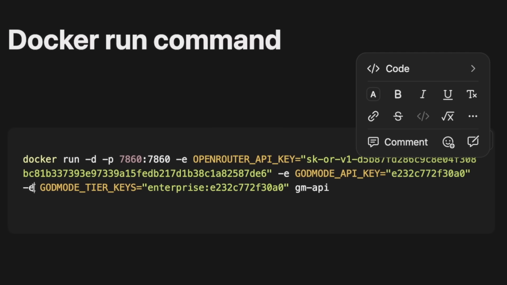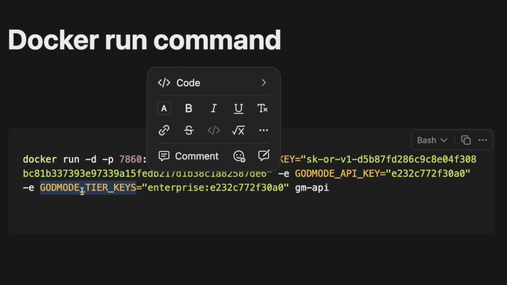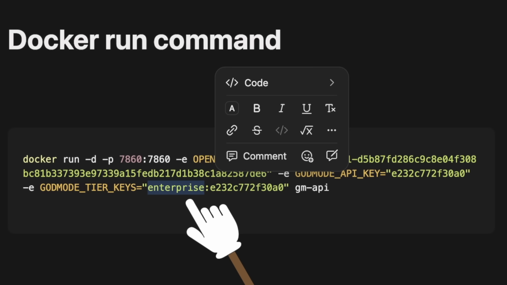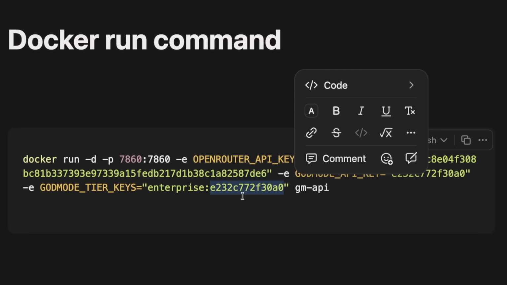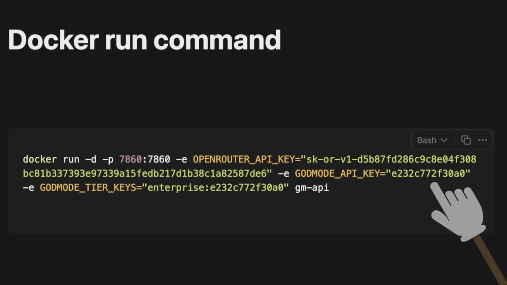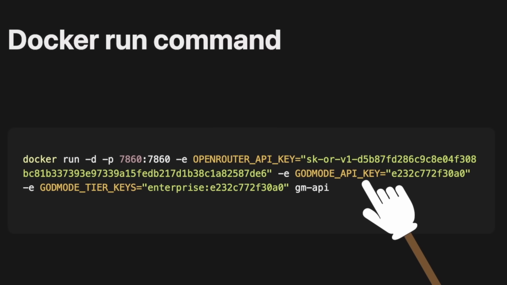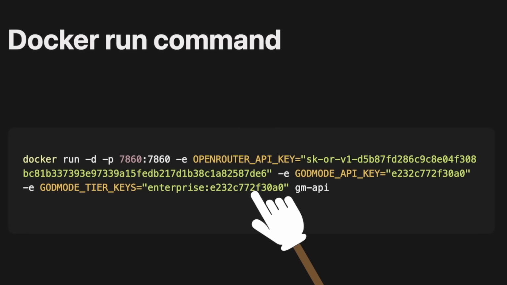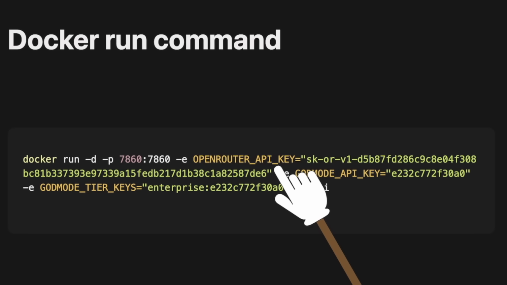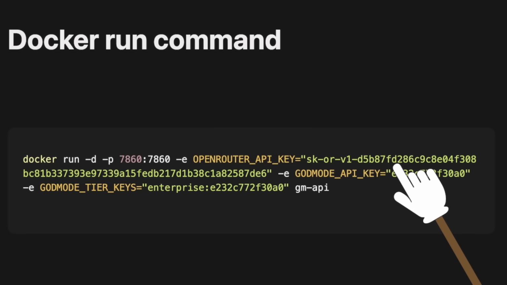Then we're using the E argument again to specify another environment variable. And this time is the God mode tier keys. We're setting the tier to be enterprise so that we can use the God mode gateway as much as we want. And this key in here has to be the exact same key that you have in here. So we're creating the key in here and we're using it in here. You can choose any key that you want and just make sure you reuse it in here. The only key that needs to be created outside of here is the OpenRouter API key, which we have already created previously.